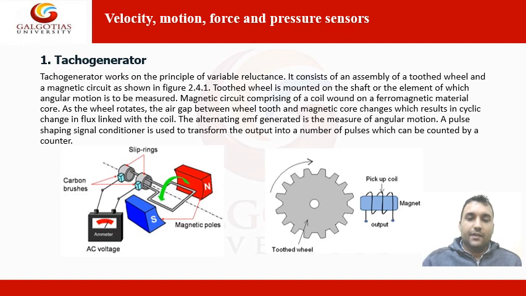The pulse shaping signal conditioner is used to transform the output into a number of pulses which can be counted by a counter. So this is the AC voltage, this is the slip rings, this is the magnetic pole, this is the tooth wheel, and this is the pickup coil, the magnet where the output is measured.